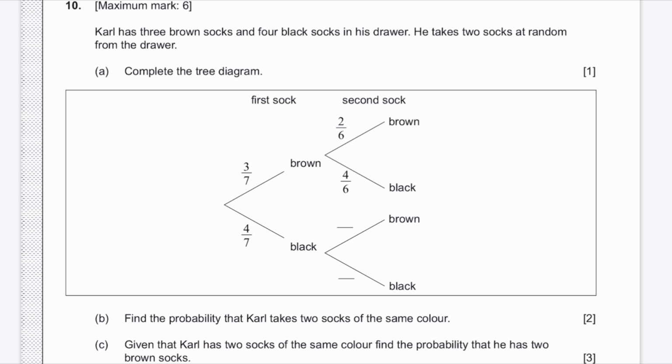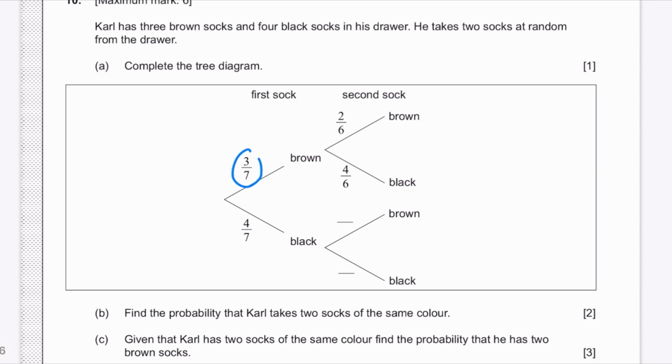All right, so let's go to number 10, which is a probability question. I can tell by looking at the tree diagram. Carl has 3 brown socks and 4 black socks in his drawer. He takes 2 socks at random from the drawer. Complete the tree diagram. Okay, so this tells me 3 out of 7 of his socks are brown, which means 4 out of 7 are black.